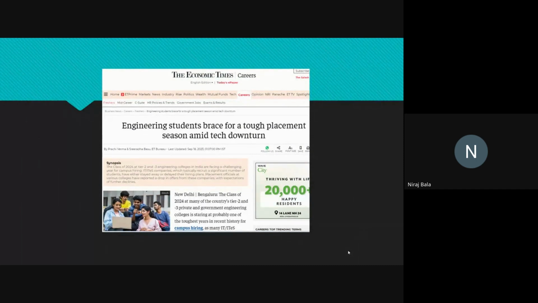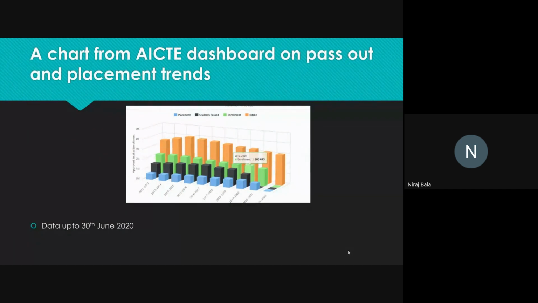So this is just recent news for the final year students. When the companies were approaching them, there is a decline of 20% in the IT companies, which were the major chunk where our students were going. I would like to share this chart taken from the AICTE dashboard. This is the previous one, in the simpler form, so I have taken it. If you see the gap between these lines, this orange bar represents the intake of the students in all the AICTE institutes.